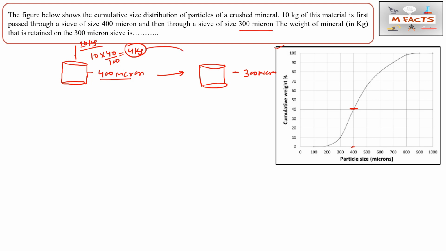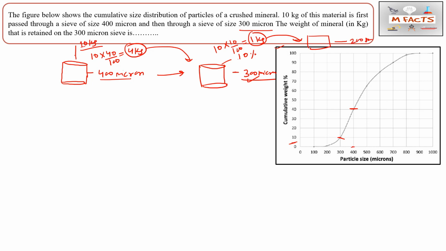So this 4 kg will be passed through this 300 microns. Okay, so again in this figure they are showing that at a particle size of 300 micron the cumulative weight percent is 10. Okay, means at 300 micron the cumulative weight is 10%, means 10% of this 10 kg. Okay, so that is 1 kg. So this 1 kg will be passed through another sieve of minimum size, maybe 200 microns. Okay, we will not consider.